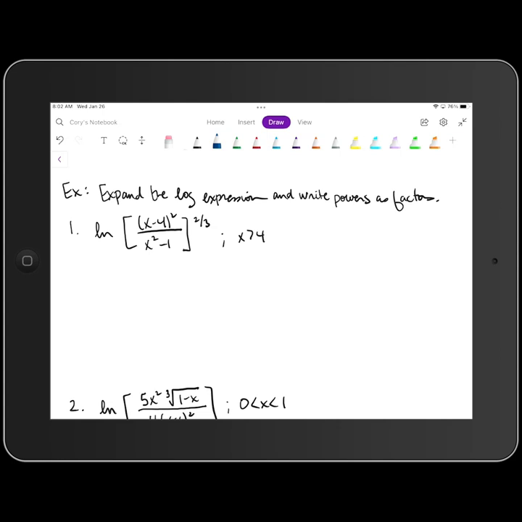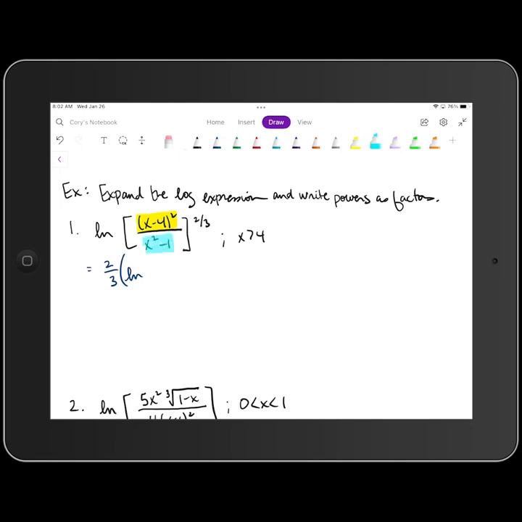Okay, so what we're going to do here is expand this log out. The first thing I can do is pull 2/3 out in front of my logarithm. So we get 2/3 times the natural log of, and then I'm going to use my log properties to separate this quotient into multiple logarithms.